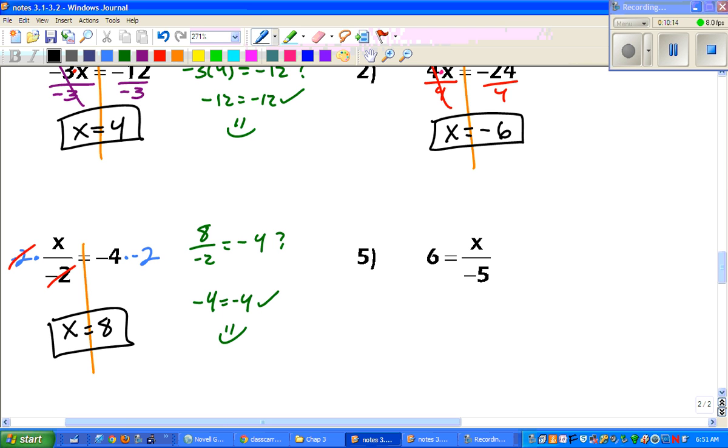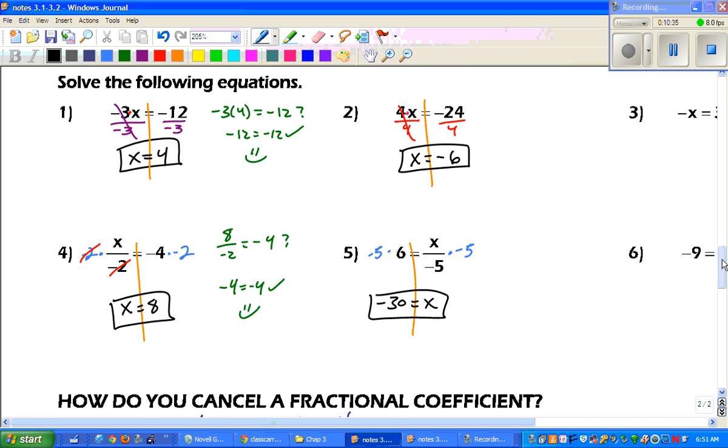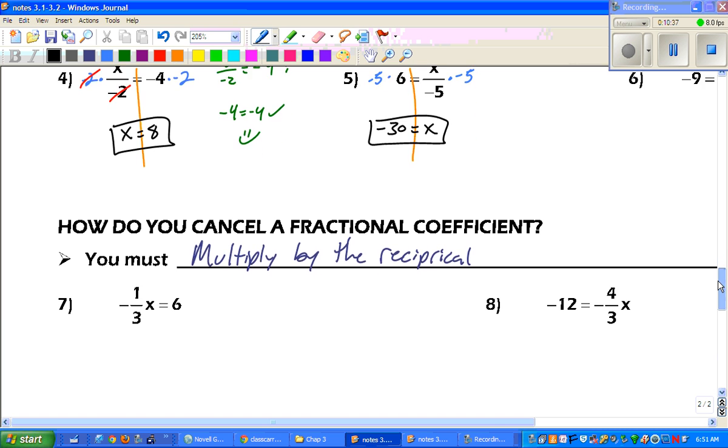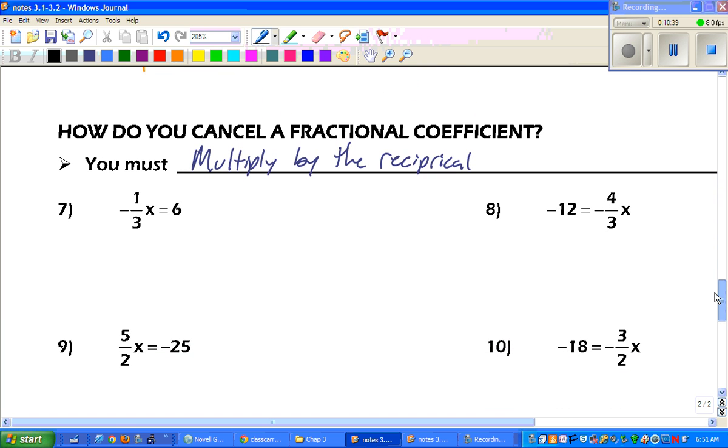All right, with number 5. Okay, we're dividing again, so to get rid of division, oh, forgot to draw my line. To get rid of division, I'm going to multiply both sides by negative 5. And you get negative 30 equals x. All right. Now, how do you cancel a fractional coefficient? To do that, you must multiply by the reciprocal.